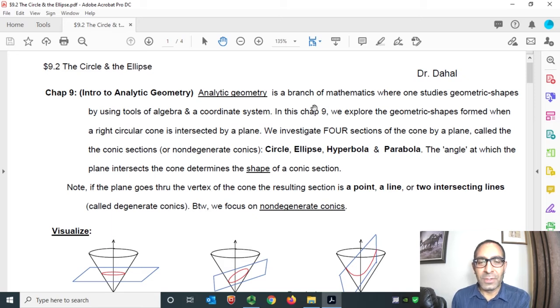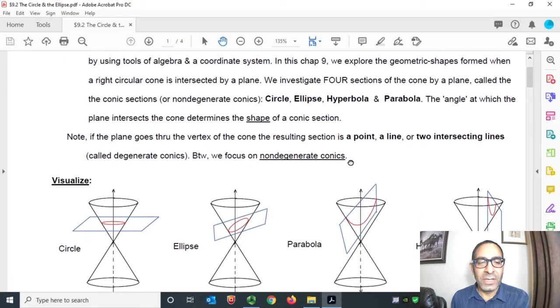Analytic geometry is a branch of mathematics where one studies geometric shapes by using tools of algebra and a coordinate system. In this chapter 9, we explore the geometric shapes formed when a right circular cone is intersected by a plane. We investigate 4 sections of the cone by a plane, called the conic sections, such as circle, ellipse, hyperbola, and parabola. The angle at which the plane intersects the cone determines the shape of a conic section.